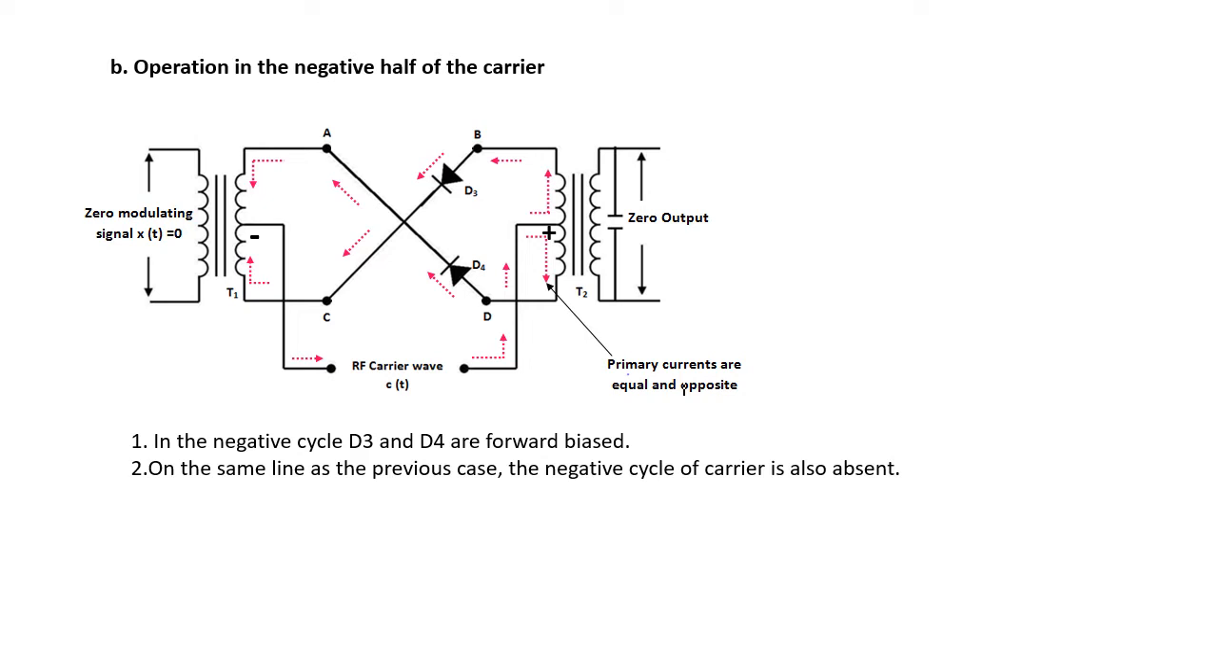Now we come to the second part of the operation, that is we are not applying the modulating signal. We are dealing with the application of only the carrier wave. In the previous slide, we had considered the operation with the positive half of the carrier wave. Now we will consider the case with the negative half cycle of the carrier wave.